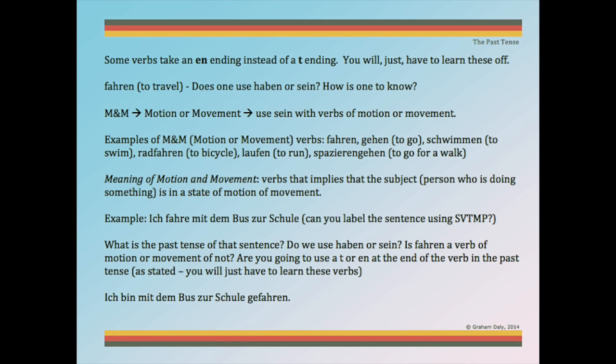So I want you to write down on the page now. You use sein or the sein list with verbs of motion or movement. M and M verbs. Okay? What do I mean by motion? What do I mean by movement?